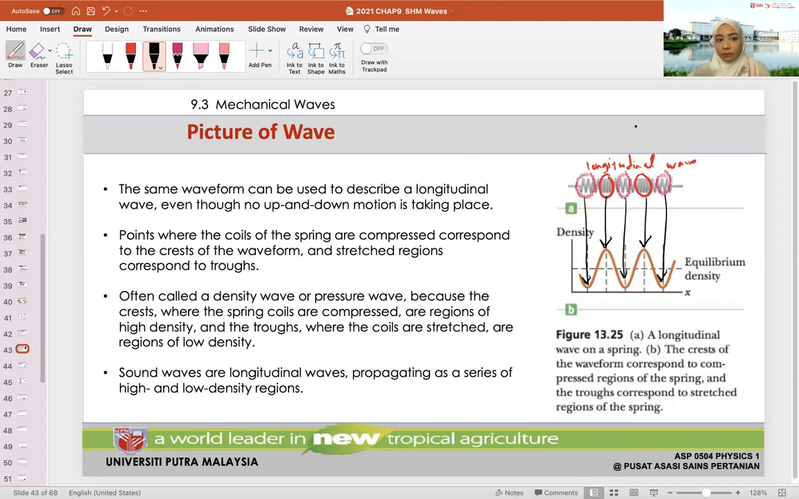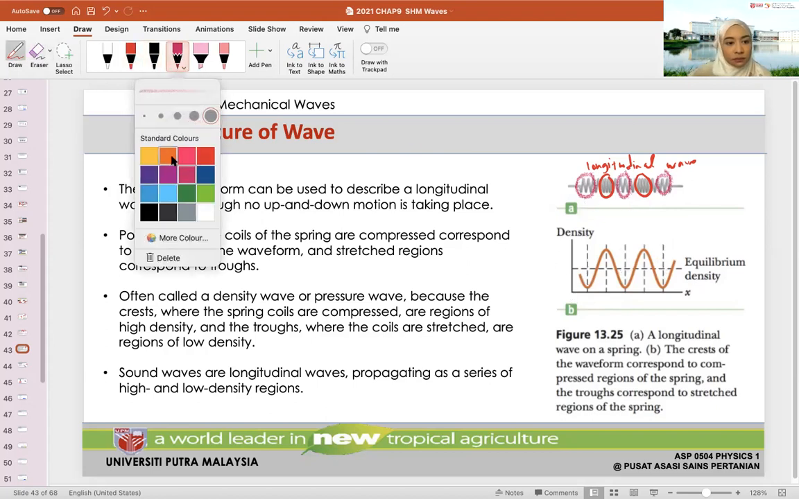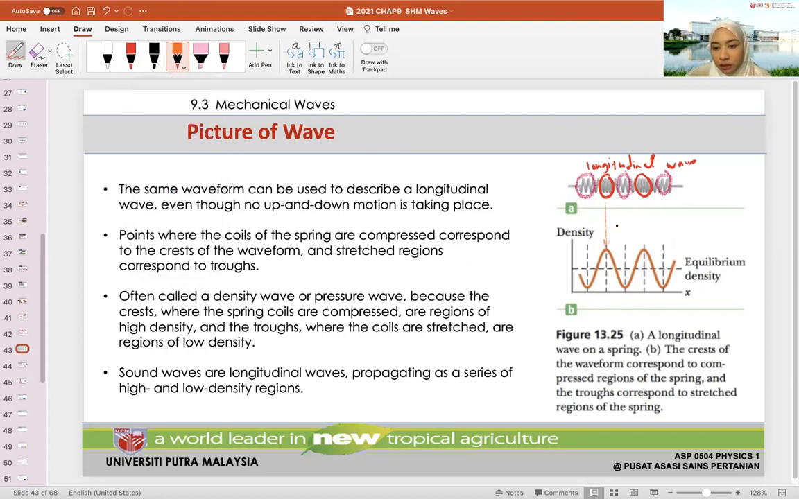Okay, so compression, dia mampat. Mampat tu akan jadi peak yang tinggi. So benda yang tak mampat, dia akan ke bawah lah. You call this as trough. And you call this as crest. Let me write this nicely. Let's use orange. This is called crest. And this is going to be called trough. Okay, benda yang deep tu is called trough.